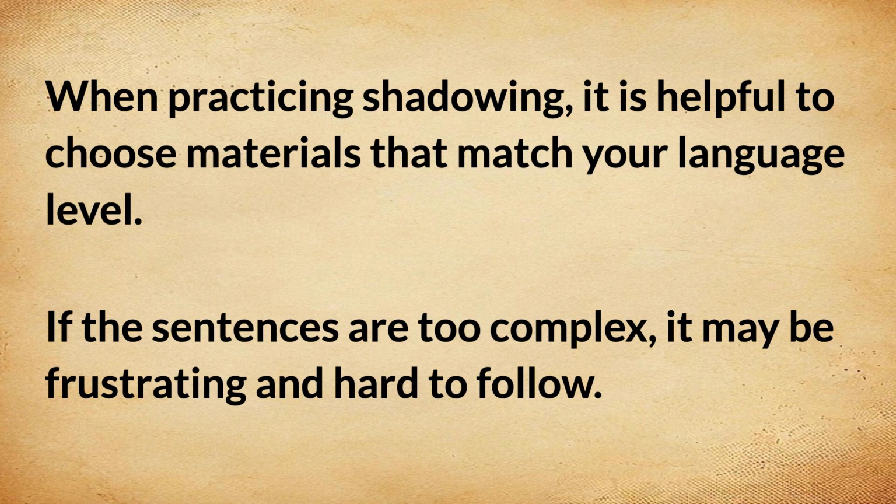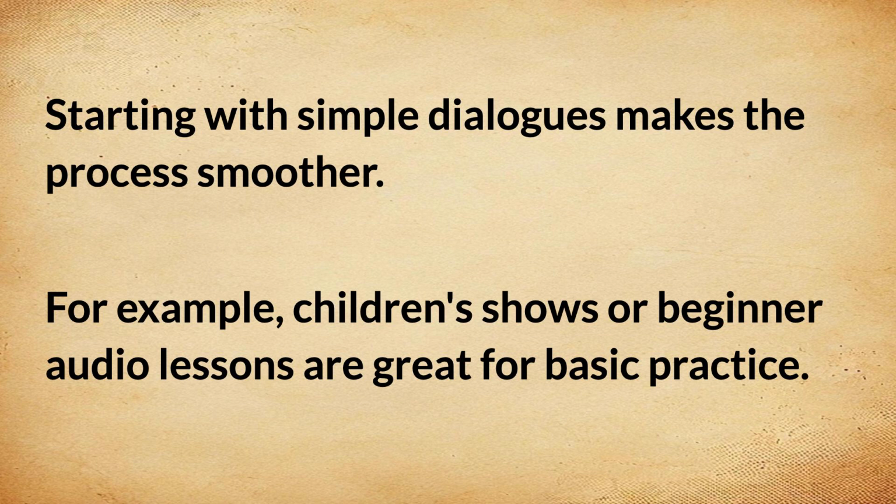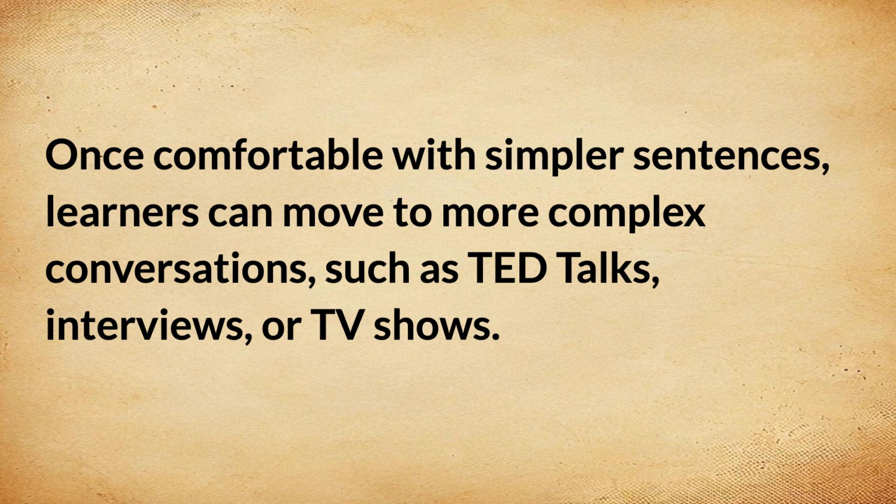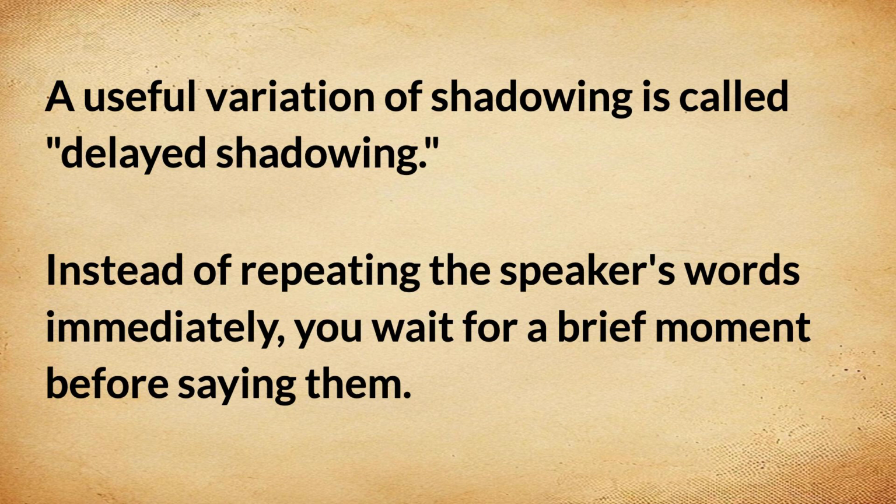When practicing shadowing, it is helpful to choose materials that match your language level. If the sentences are too complex, it may be frustrating and hard to follow. Starting with simple dialogues makes the process smoother. For example, children's shows or beginner audio lessons are great for basic practice. Once comfortable with simpler sentences, learners can move to more complex conversations, such as TED Talks, interviews, or TV shows.